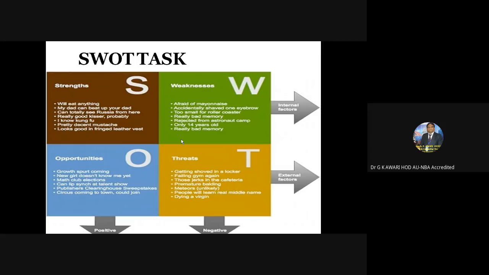Weaknesses are due to the internal factor. Threats are due to the external factor, whatever the challenges and competitions there are. Threats are negative also. Opportunities are positive.